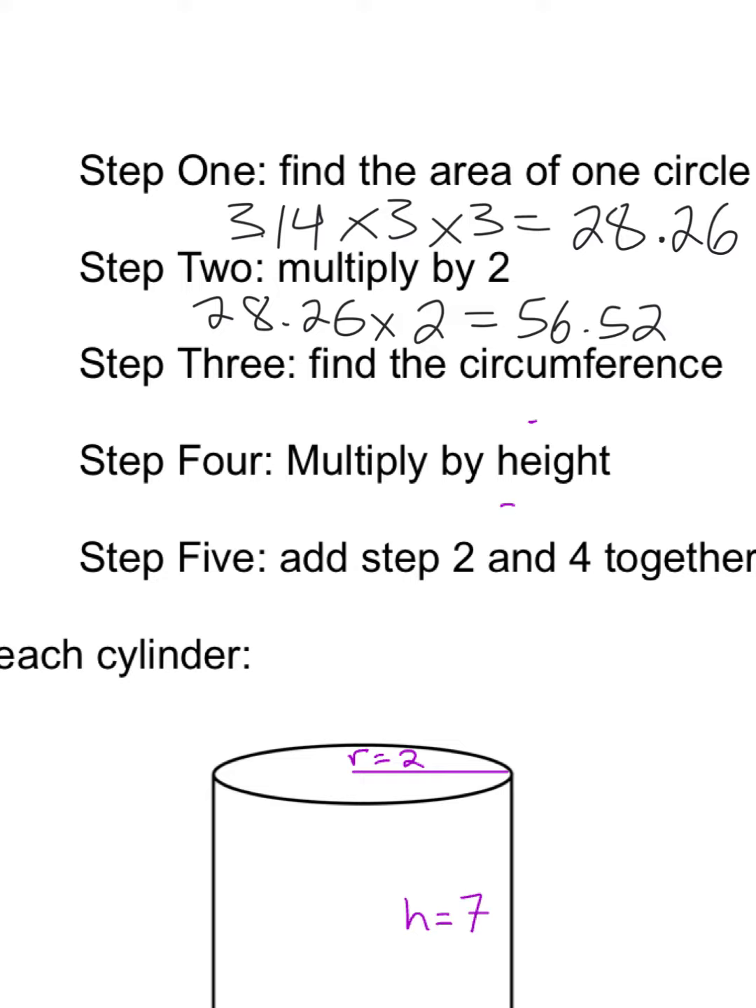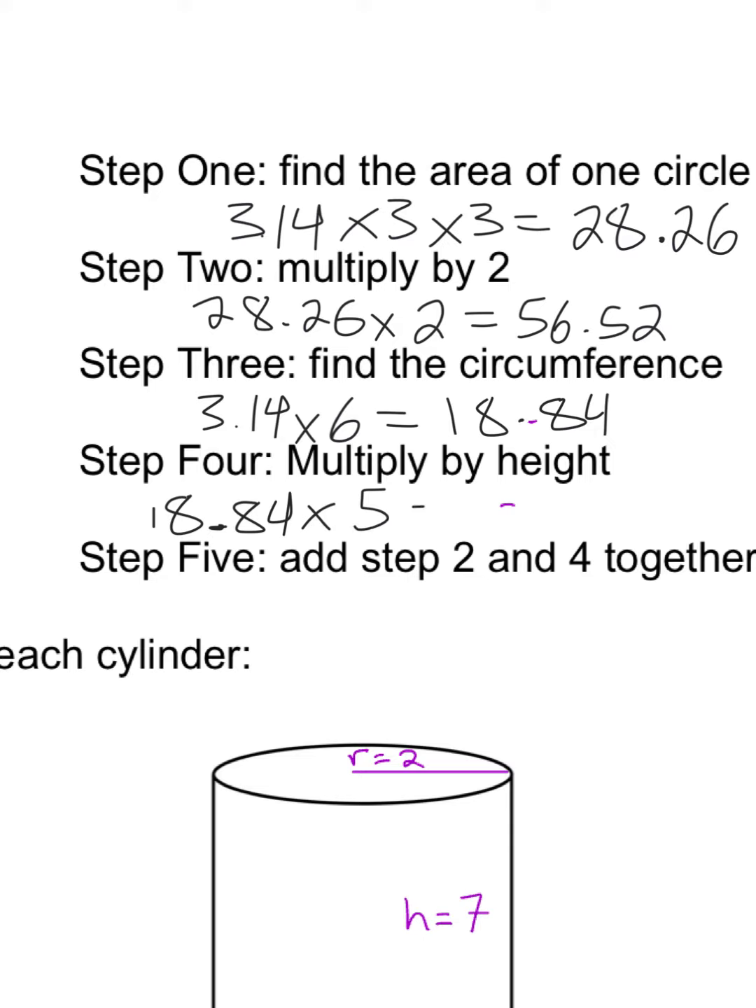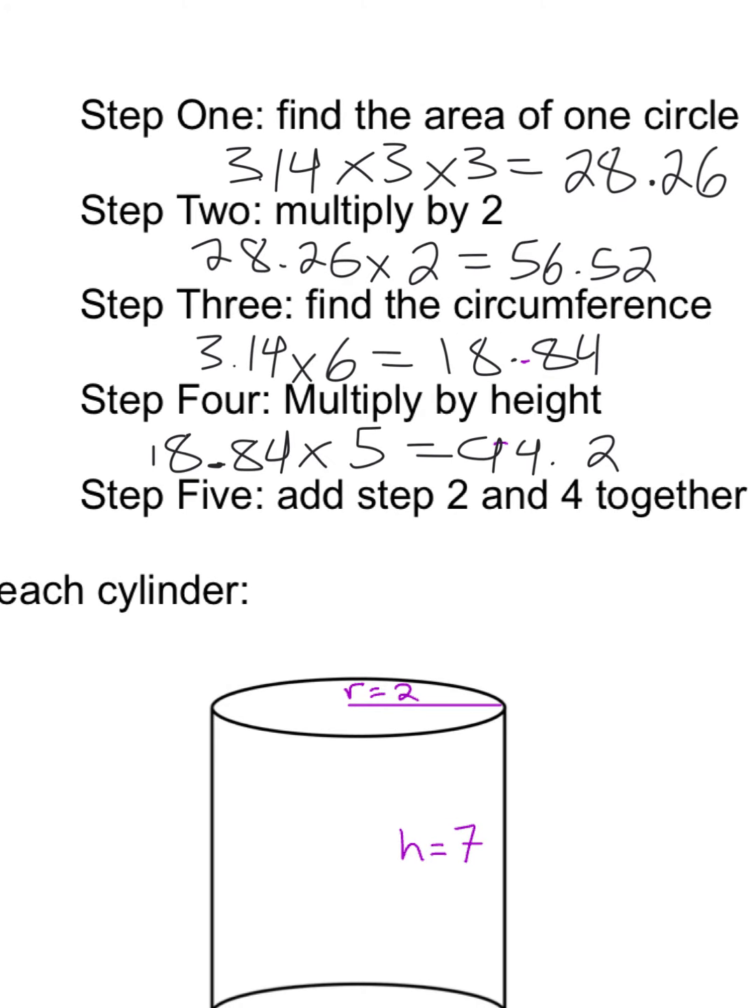The side that's left is the rectangle that wraps around the cylinder. The top length of this rectangle is the circumference, so we're going to do pi times the diameter, which is 6. This will give you 18.84 in your calculator. And then that's the length. So to find the area of the rectangle, I also have to multiply by the height. So I'm going to take 18.84, multiply by 5. That gives me 94.2.